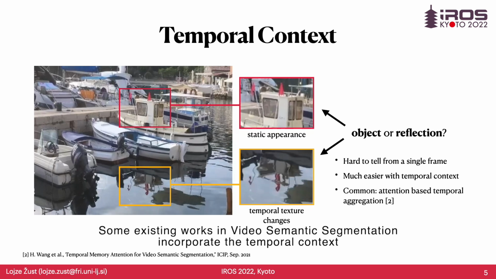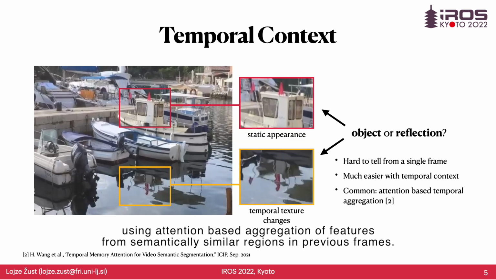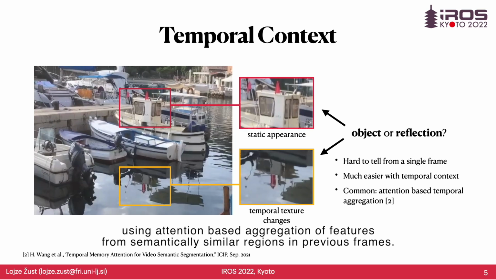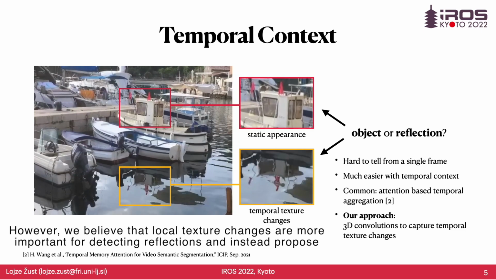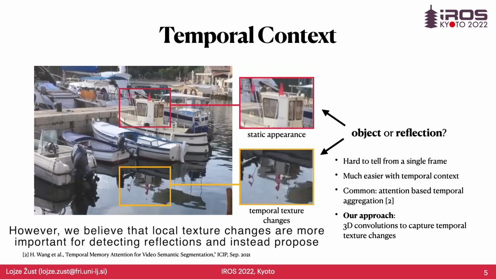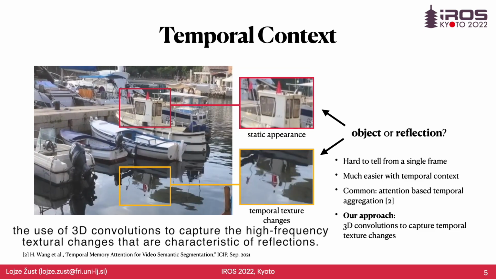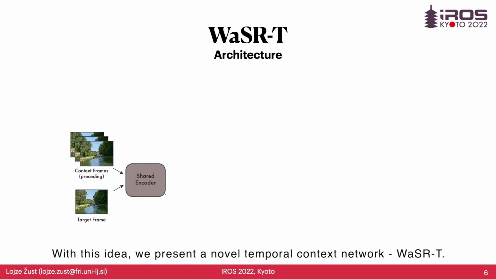Some existing works in video semantic segmentation incorporate the temporal context using attention-based aggregation of features from semantically similar regions in previous frames. However, we believe that local texture changes are much more important for detecting reflections, and instead propose the use of 3D convolutions to capture the high-frequency local texture changes that are characteristic of reflections. With this idea, we present a novel temporal context network, WaSR-T.